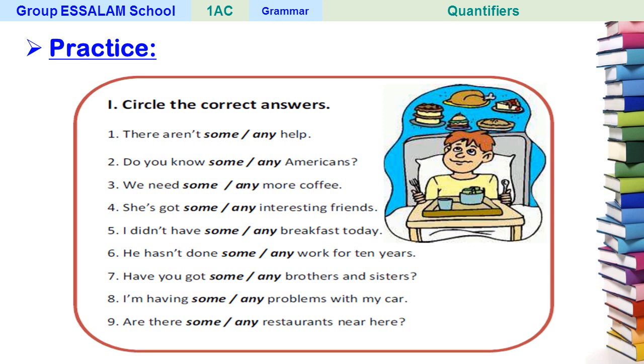What do you think, guys? Number 8, I'm having some problems with my car. Or I'm having any problems with my car. What do you think, you guys? So circle the correct answer. The last sentence, are there some restaurants near here? Or are there any restaurants near here?